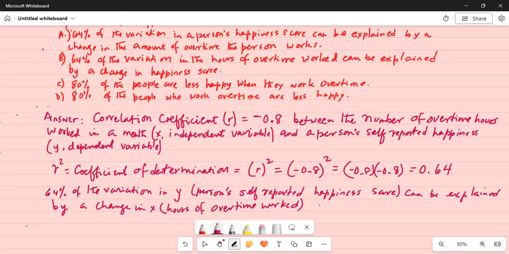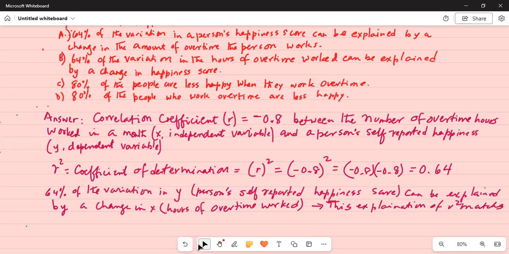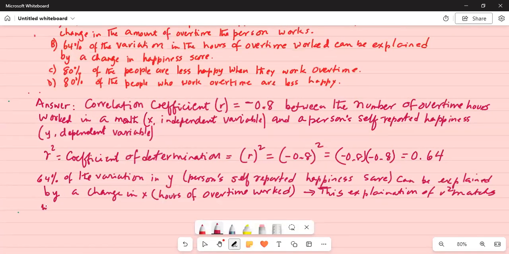So this matches with this explanation of R square, matches with alternative A. So answer is A. And I will highlight this. So A is the answer.